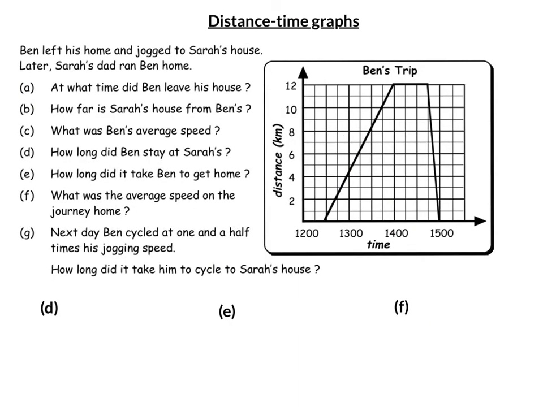Let's now look at D, E and F. So D says, how long did Ben stay at Sarah's? Well, as we saw before, he got there at 2 and he left here. Well, each of these lines is a quarter, so he left at 2:45 to 3, so he was there for 45 minutes. How long did it take Ben to get home? Well, as we've just said, he left at 2:45 and he got home at 3, so 15 minutes.